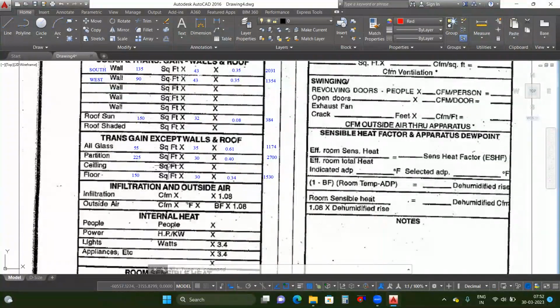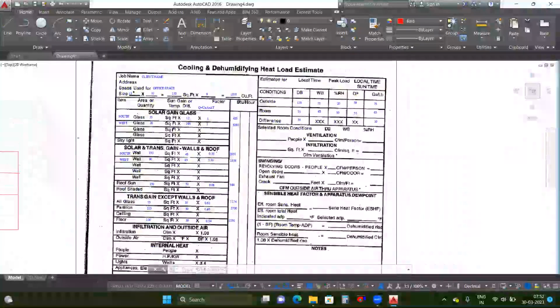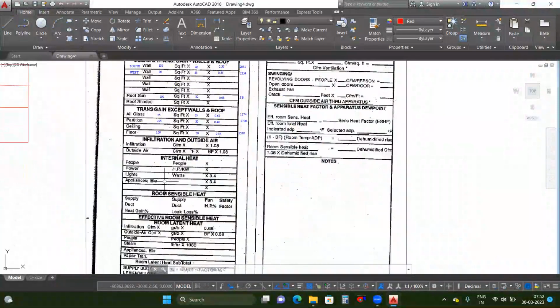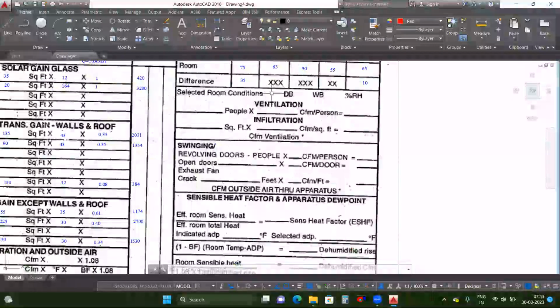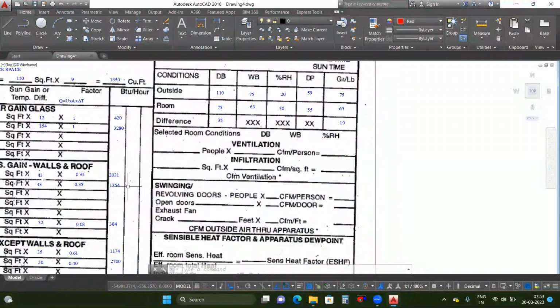Till yesterday we have completed up to floor, all glass and partitions. Till here we have completed, so we'll move on to the next part. Before going into that, we need to do the ventilation calculation. This is nothing but the fresh air inside the room.